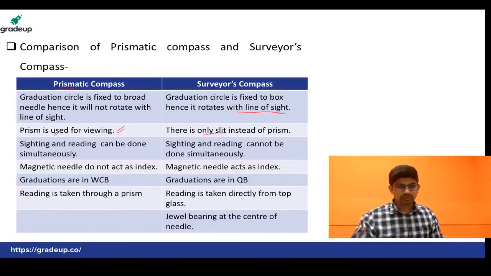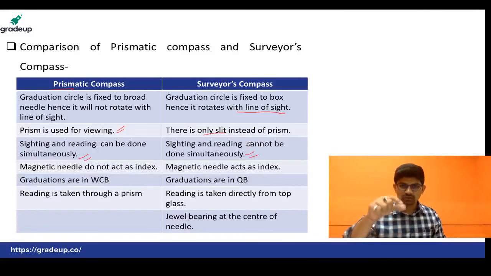Here, due to the availability of the prism, sighting and reading can be done simultaneously. While in the survey compass, sighting and reading cannot be done simultaneously, because in order to take the reading you have to watch it from the top. So the prismatic has an advantage. In the prismatic compass, the magnetic needle does not act as an index, while in the survey compass it also acts as an index. As you are seeing the reading from the top, that will act as an index. While in the prismatic compass, since you are viewing the reading through the prism, the magnetic needle does not have to serve the purpose of being an index.